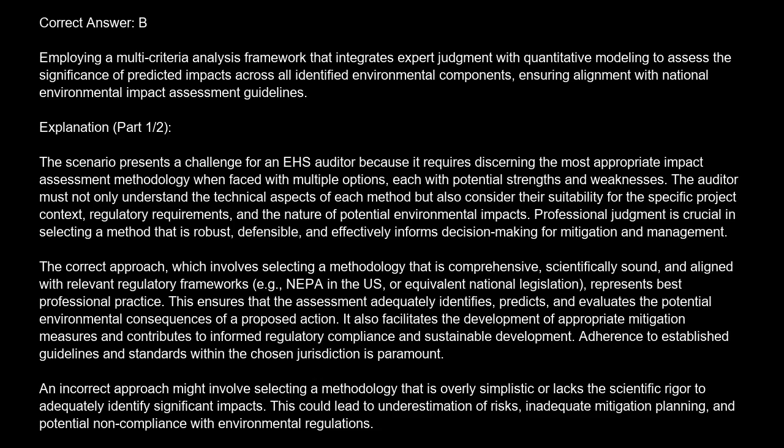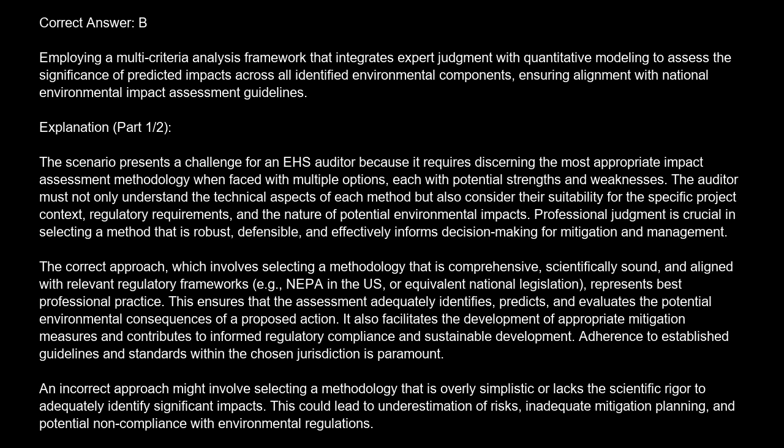The correct answer is B. Employing a multi-criteria analysis framework that integrates expert judgment with quantitative modeling to assess the significance of predicted impacts across all identified environmental components, ensuring alignment with national environmental impact assessment guidelines.